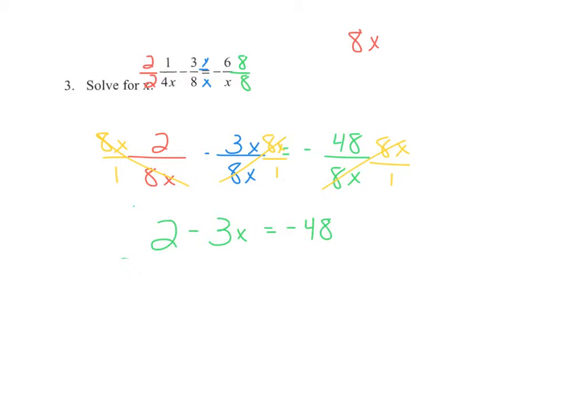So we would use the same steps, subtract the 2, giving me a negative 50 on the right side, and then divide by negative 3, giving the same answer of 50 over 3.